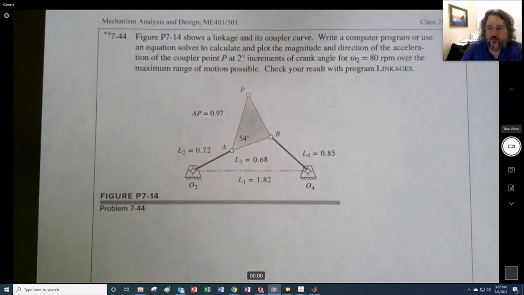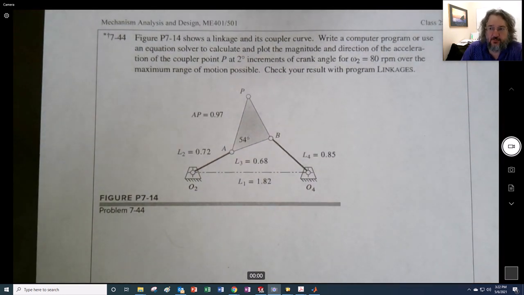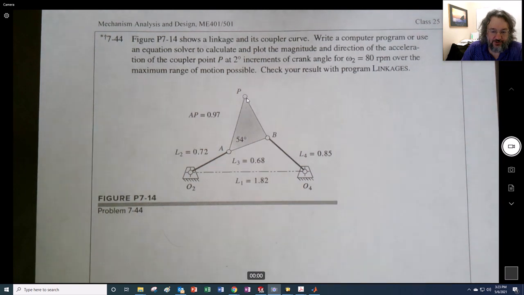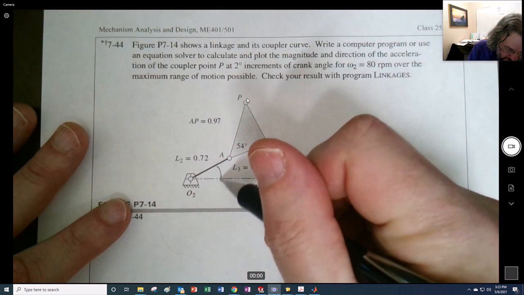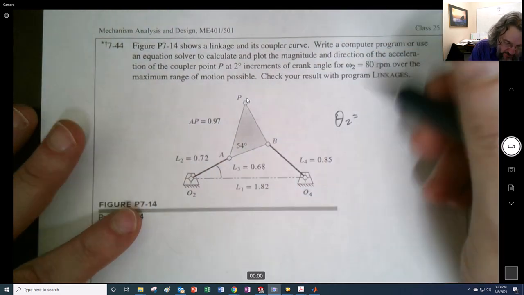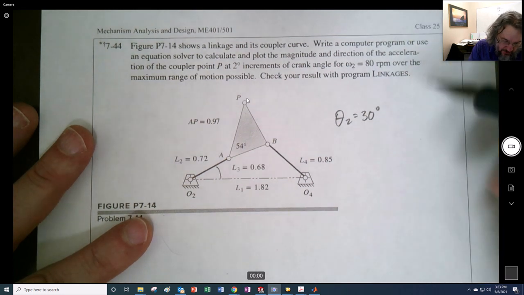Another practice problem that I wanted to try to do as a part of a final exam prep. So this is problem 7-44 from Norton. They give us a four-bar, and I want to try to find the acceleration at this point right here. Just from eyeballing it, let's call that, we want to find the acceleration of that point at theta 2 equal to 30 degrees.